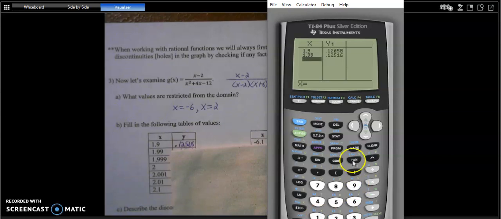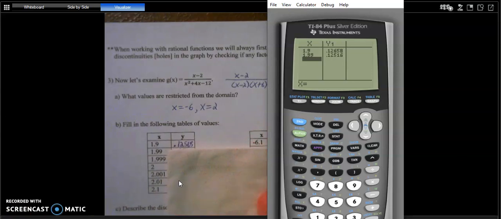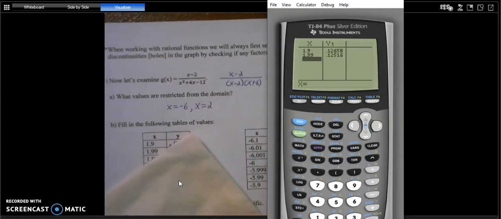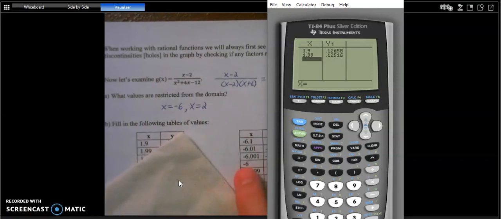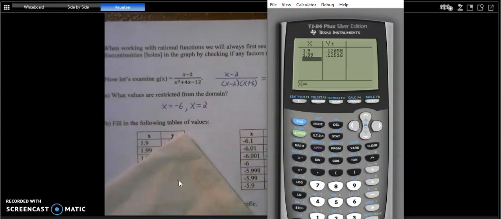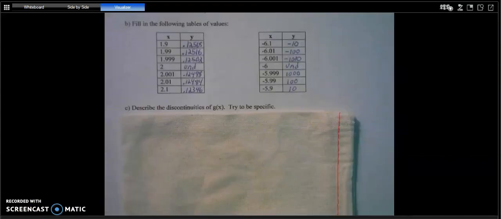Now I like to just use the graph with the trace feature. That's just my preference, because then I can see where it's going on the graph. But either way is up to you. So take a minute and try to fill that in, and do the same thing when x approaches negative 6. Okay, so you want to fill in that table. And I'll put the answers up. So here are the tables when you enter the values in.